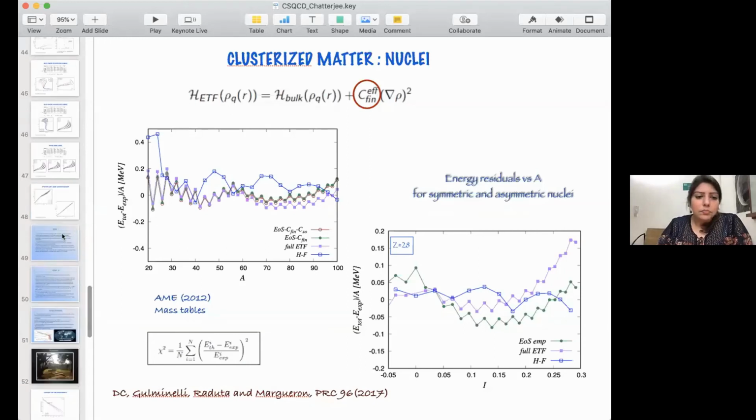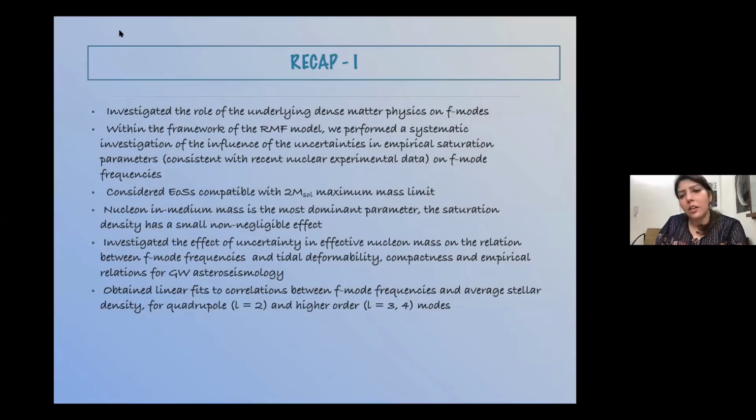Relativistic mean field models, several of them, have been applied to study nuclei. But for nuclei there are other effects, like surface effects, so one should also check the compatibility of these models with nuclei. But for this particular study, we varied all the parameters within the bulk nuclear properties, so the uncertainty comes from bulk nuclear properties.